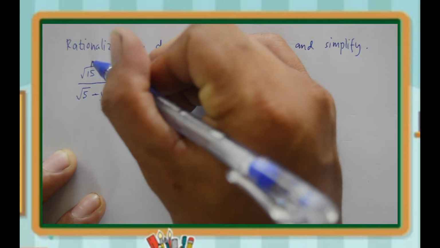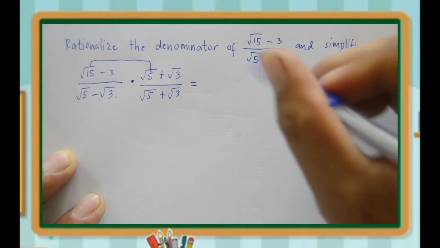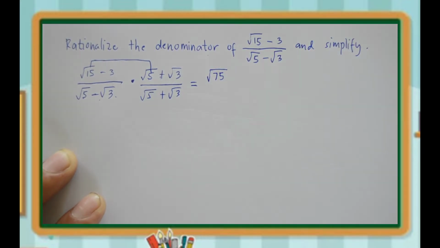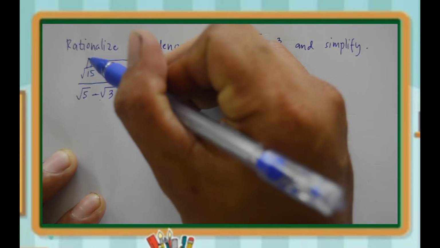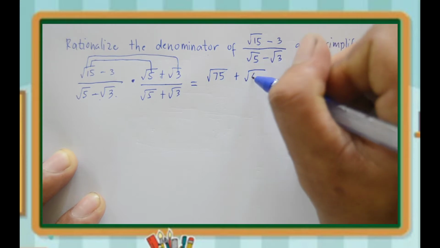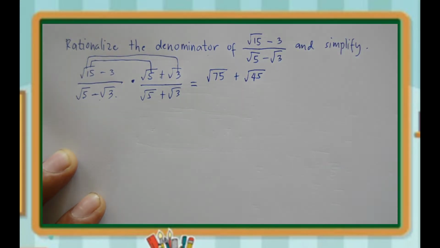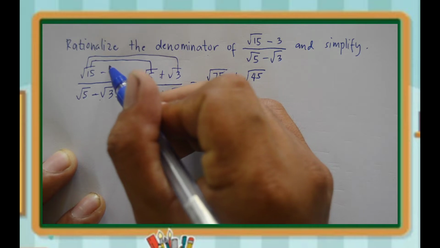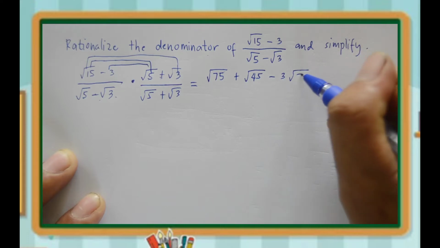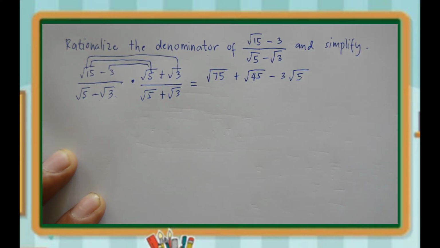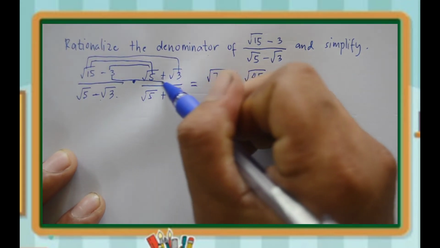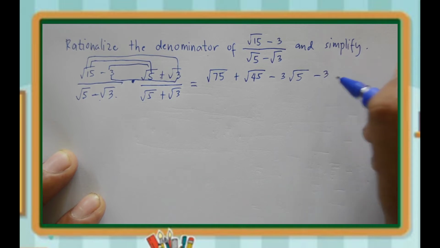Then we are going to apply the FOIL method. Square root of 15 times square root of 5 is square root of 75. Then square root of 15 times positive square root of 3 is positive square root of 45. And then negative 3 times square root of 5 is negative 3 square root of 5. And then negative 3 times square root of 3 is negative 3 square root of 3.